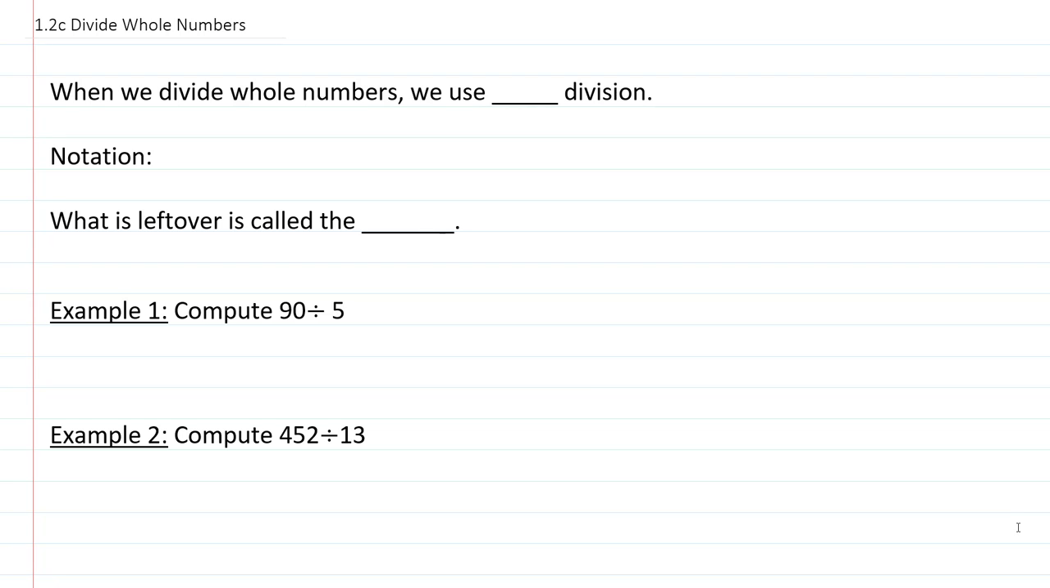1.2c, dividing whole numbers. When we divide whole numbers, we use long division. Division can be expressed in multiple ways. We can write it like x ÷ y. That's how that's supposed to be read. This is also x divided by y. And finally, this is long division. This is x divided by y. And there's a reason we write it this way rather than the other ones when we're trying to compute the actual division. It makes it a lot easier. What is left over is called the remainder.